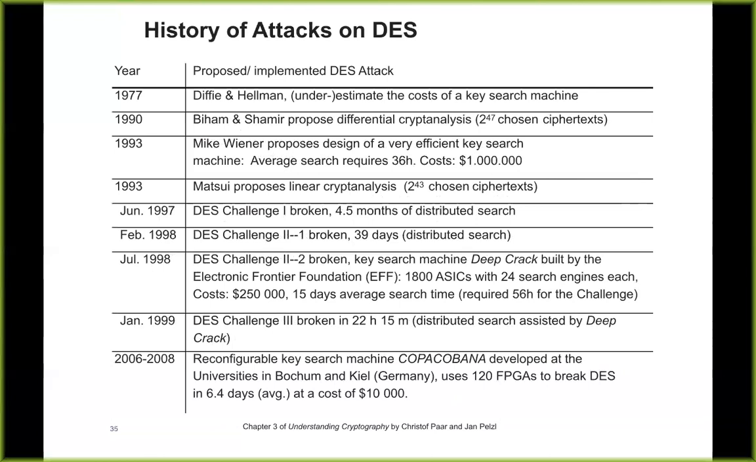Diffie and Hellman tried to estimate how difficult the attack would be in 1977. By 1993, people thought you might be able to do it for $1 million. And in June 1997, it was finally broken. I got a book about this. It's kind of fun. The book is named Brute Force.